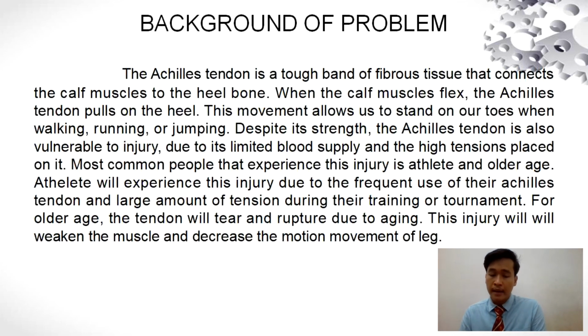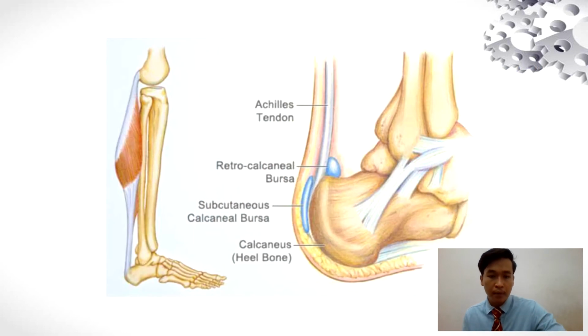Athletes experience this injury due to the frequent use of their Achilles tendon and the large amount of tension during their training or tournaments. For older people, as they age, the tendon begins to lose water, and that results in tear and rupture of the tendon. This injury will weaken the muscle and decrease the range of motion of the leg. From this picture, you can see what the Achilles tendon is and where it is located in our leg.